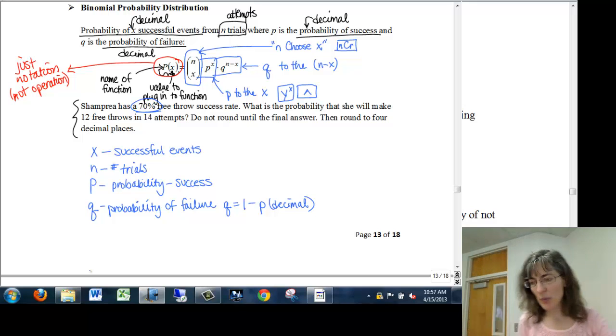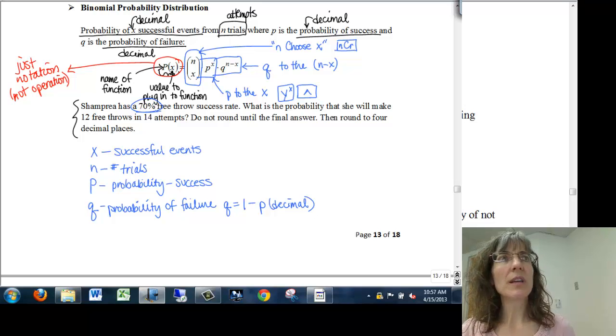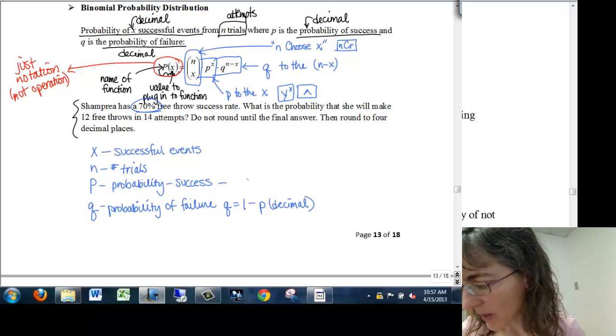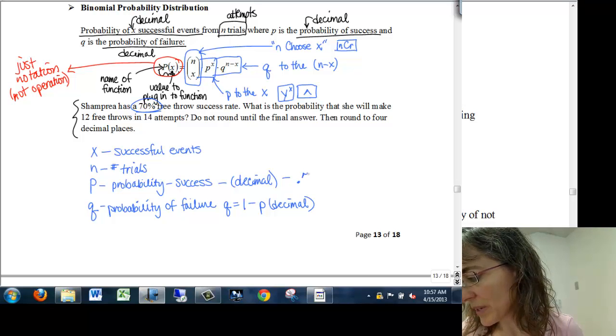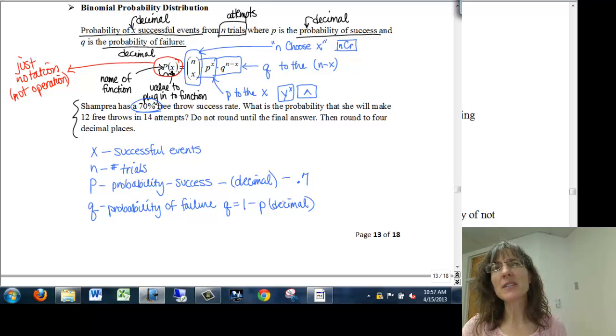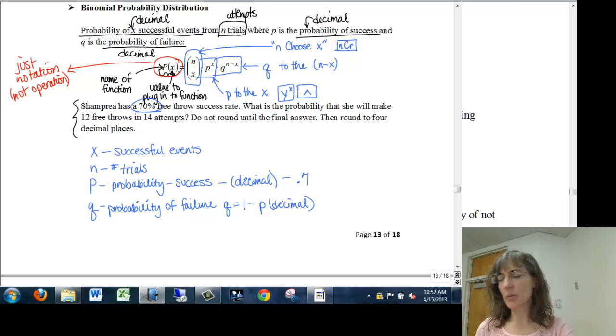Okay, so to do that we have to figure out where things are going to go. 70% we really think is a probability, right? Where might that go? For the P, and change it to a decimal. So 0.7. Does that make sense to you how Jermaine and I decided to put that down at P instead of up at X? Yes? Okay, because it's a probability, we can put it down there at P.